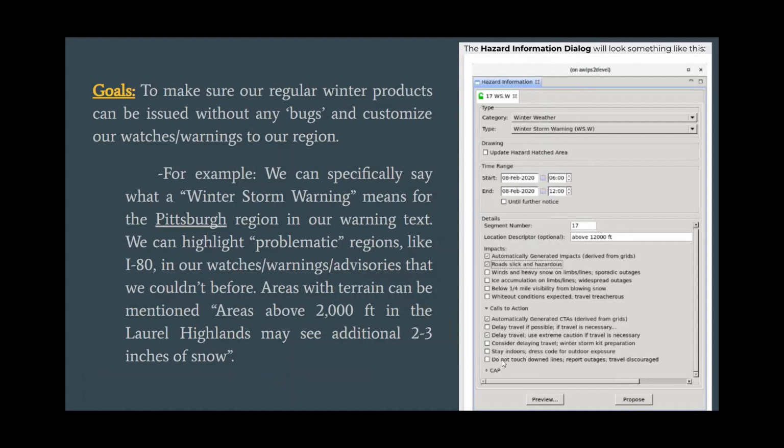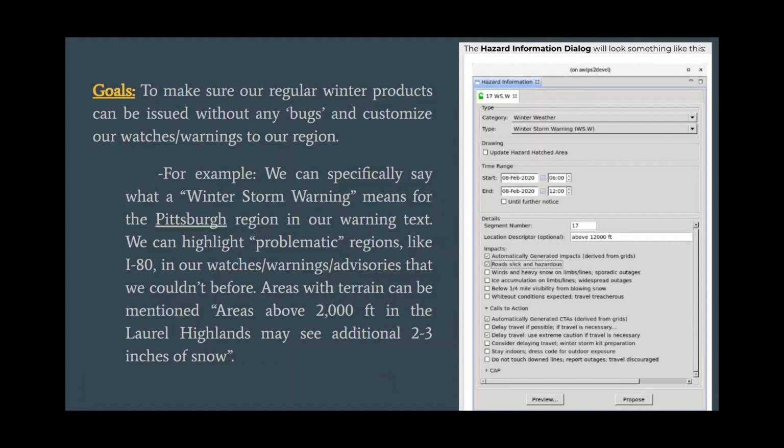But it's getting into, for this example of specifically saying winter storm warning, what that means for Pittsburgh. Because a lot of people don't understand. It might be embedded somewhere in our website: what is a winter storm warning for Pittsburgh? What is the difference for Mississippi? It's all different based off of where you are and your climatology. So a lot of people are like, why don't we have one?